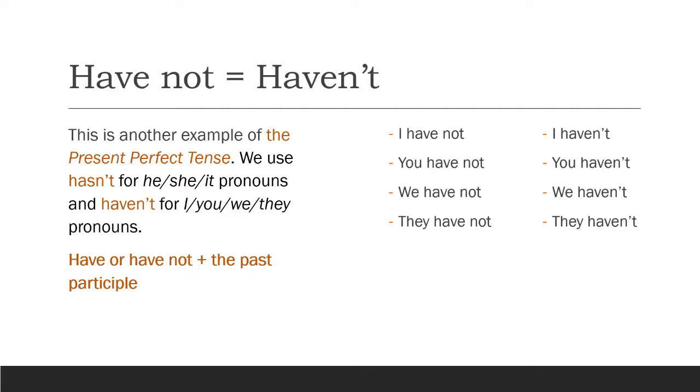You can't just say, I haven't t-shirt, for example. You need to say, I haven't bought, worn, colored a t-shirt. Okay? Here are our 4 examples. I have not. I haven't. You have not. You haven't. We have not. We haven't. They have not. They haven't.